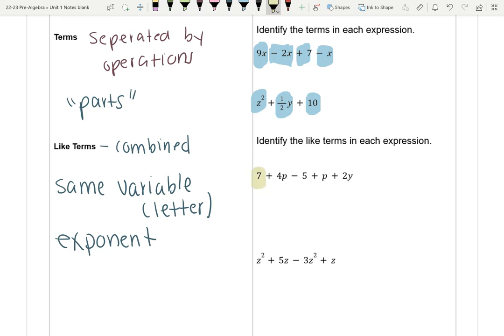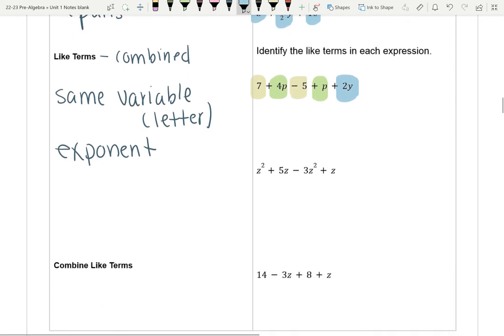So here I have a 7, which is just a regular number, no letter, no exponent, so it can only go with other regular numbers, so the -5. Then I have a 4p, which can only go with other just regular p's, no exponents, so I have a p. And then the last thing I have is 2y. This 2y cannot go with anything at all because it doesn't have a letter with any other terms there.